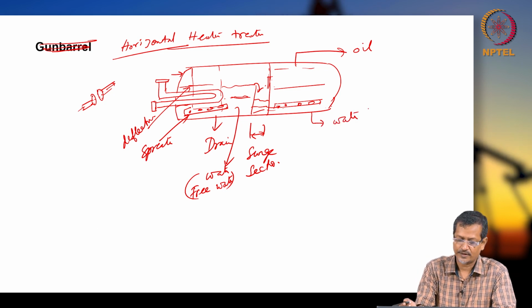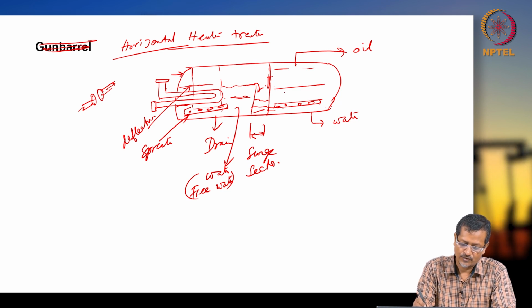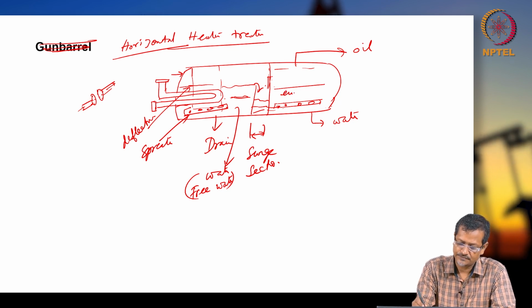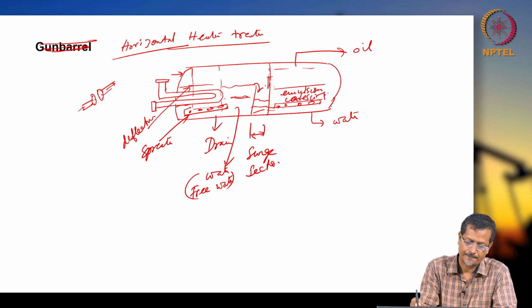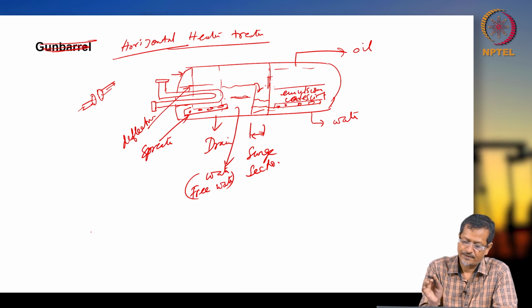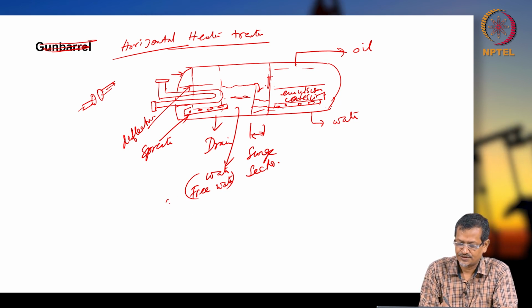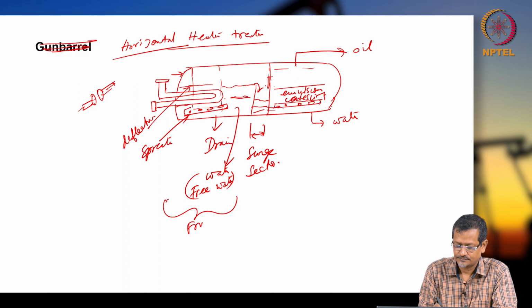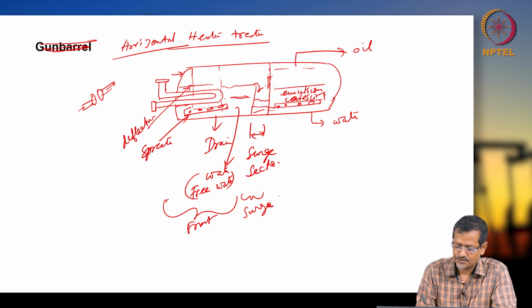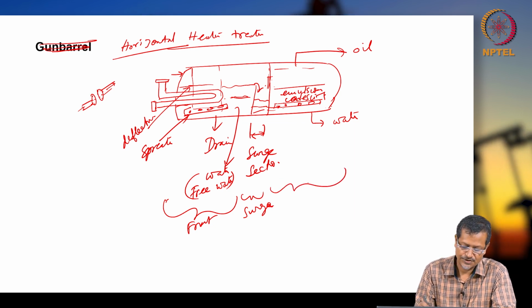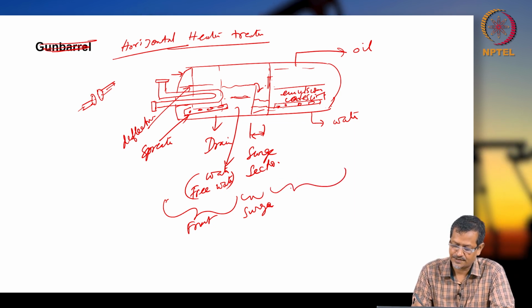Small amount of water you are getting and oil you can get out here, and this is actually emulsion coalescing section. So, then it is having three sections actually. This is front section, and this is surge section, and the last section is your coalescing media section.